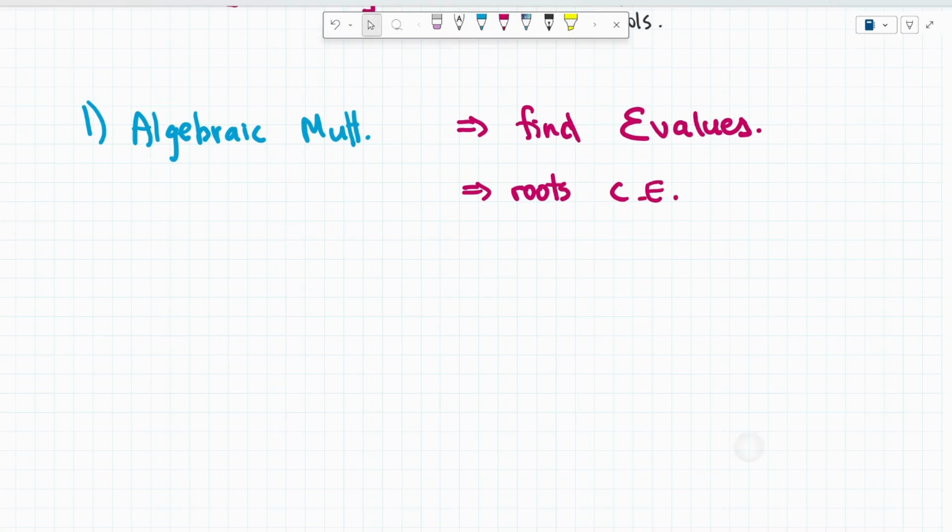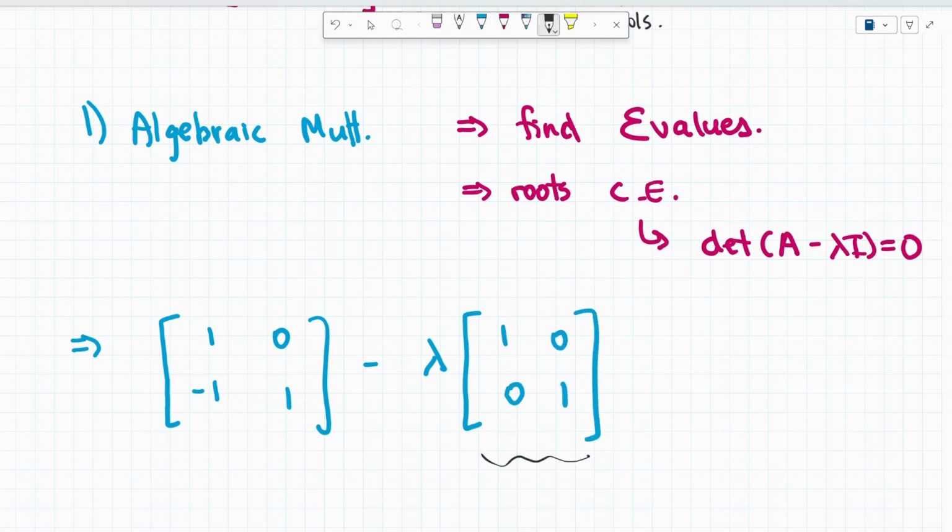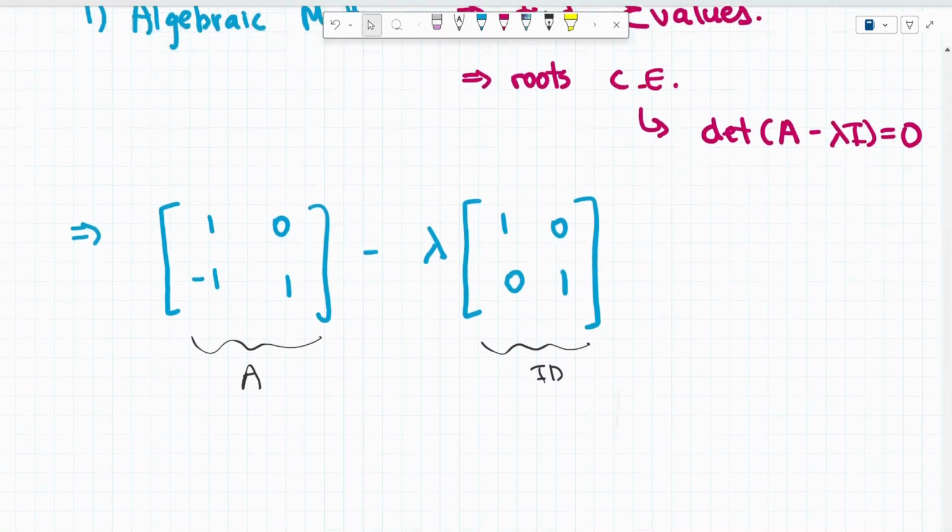Okay, and remember we said we find this by doing determinant of A minus lambda I and setting that equal to 0. So let's go ahead and do that over here. We have matrix A, so we've got 1, -1, 0, and 1, minus lambda times I. We said I is our identity matrix. And remember, the size of our identity matrix has to be the same size as our matrix A. So both of them have to be 2 by 2 matrices.